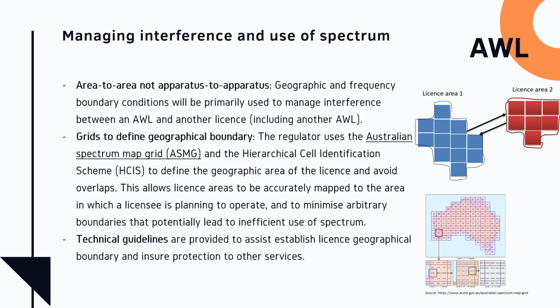Technical guidelines are provided by the regulator to assist in establishing the license boundary for a given application. These technical guidelines are typically closely followed by registered private assigners. So in Australia, we have private assigners. We call them accredited persons, or APs, who go through the proper modeling and analysis to establish HCIS cells that require licensing. So the regulator is relying on the private sector, on the industry itself.